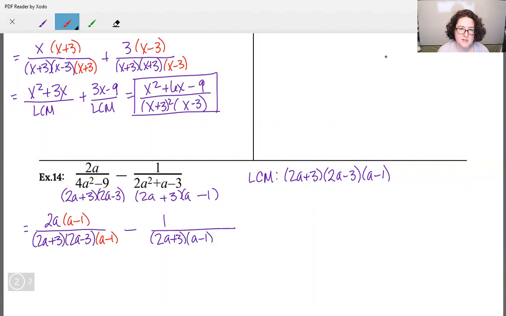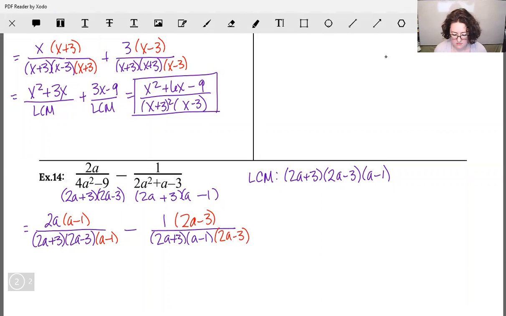What's the only factor we're missing? We're missing the 2a minus 3, so multiply numerator and denominator. Alrighty, go ahead and distribute out your numerators before we keep going. First one distributed out gives me a 2a squared minus 2a all over our LCM, minus, so be careful with our signs in our next step, 1 times 2a minus 3, that's just 2a minus 3 all over our LCM.